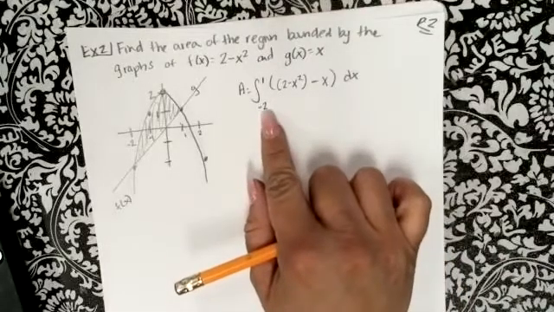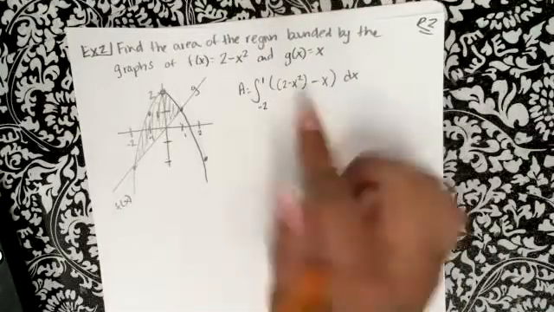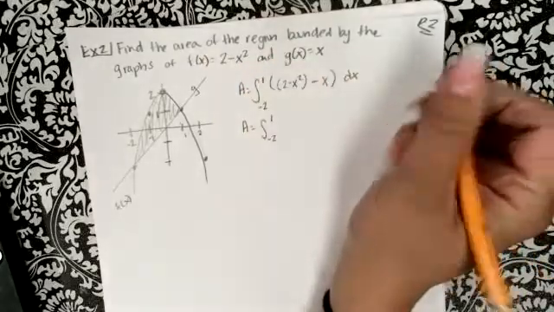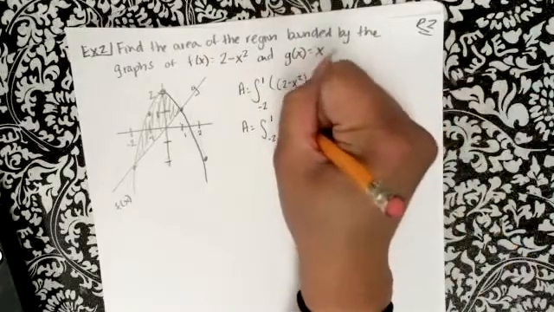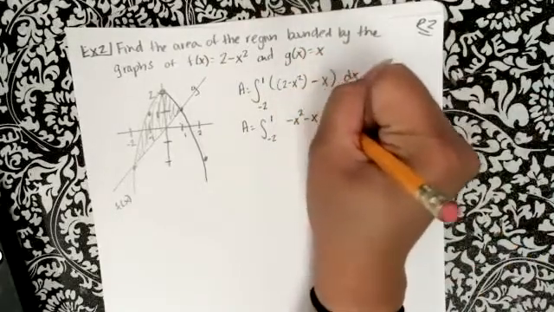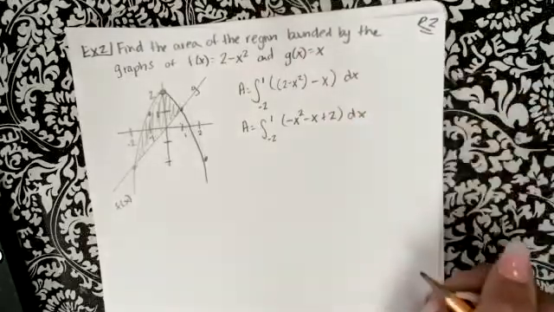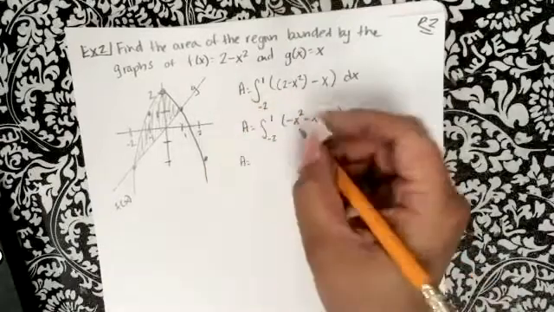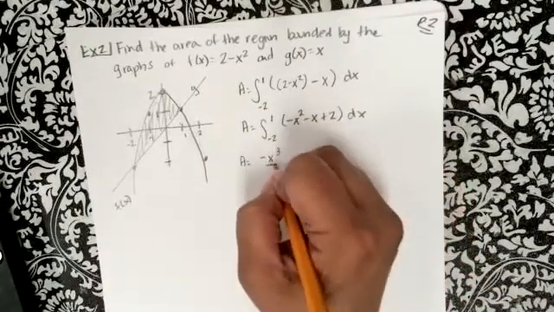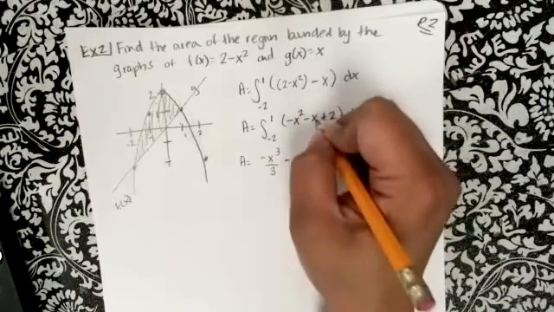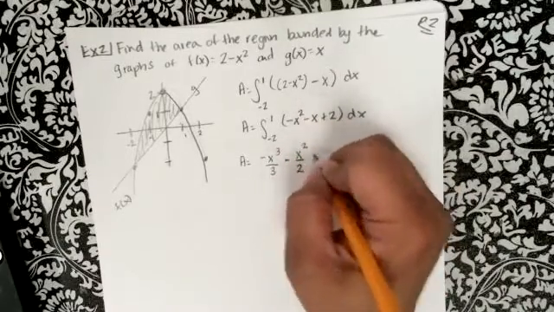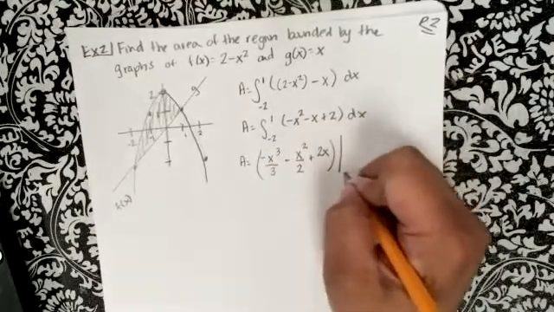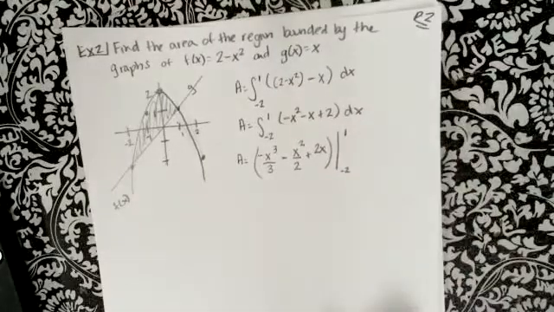Right here, I'm going to put it in descending order. So that's going to be negative x squared minus x plus 2. I'm going to go ahead and do my antiderivative now. On my antiderivative, I'm going to add 1 to the exponent, divide by it, minus, add 1 to the exponent, divide by it. And then the antiderivative of 2 is just going to be 2x. And now I'm just evaluating it.